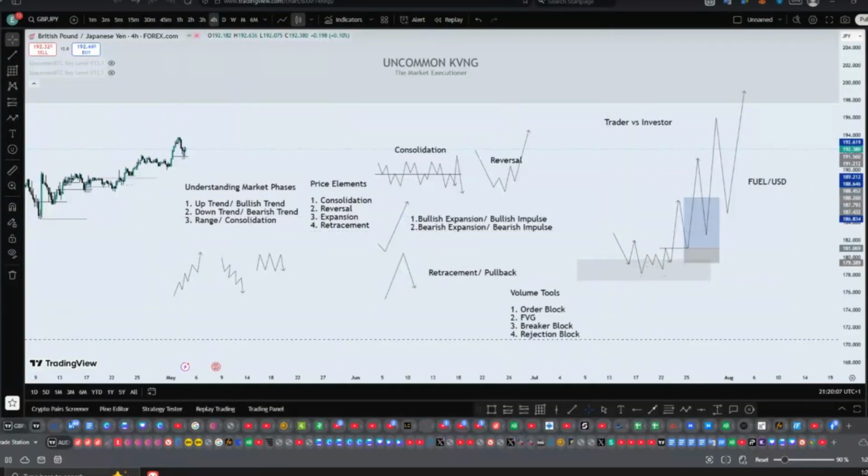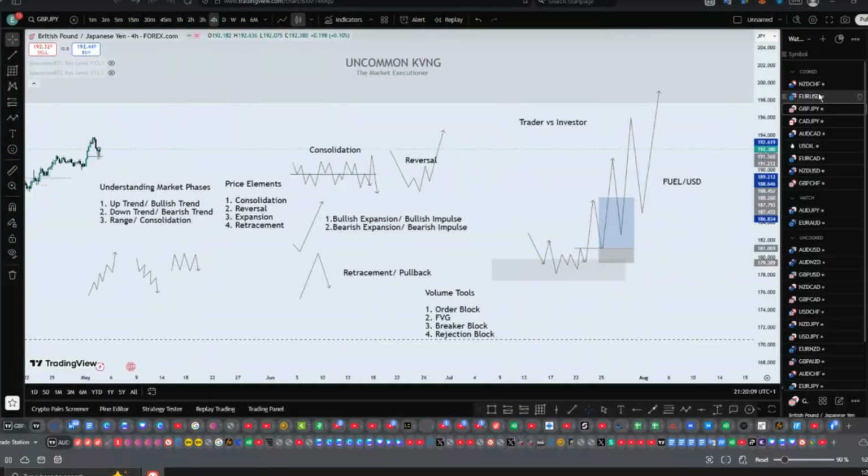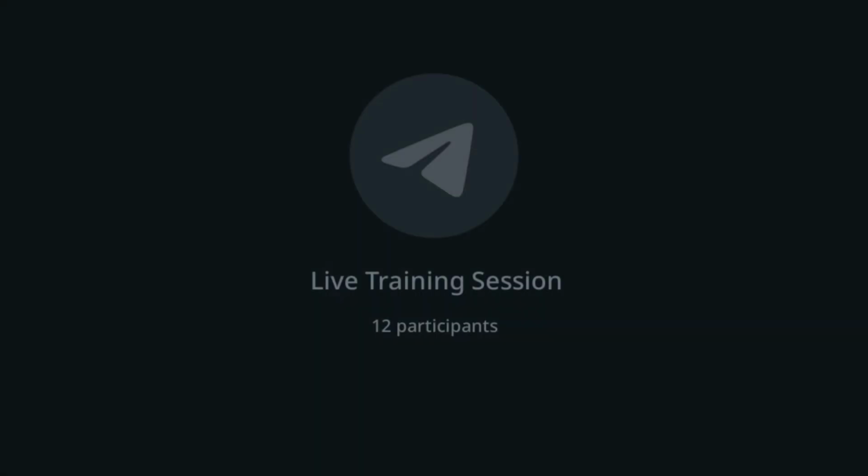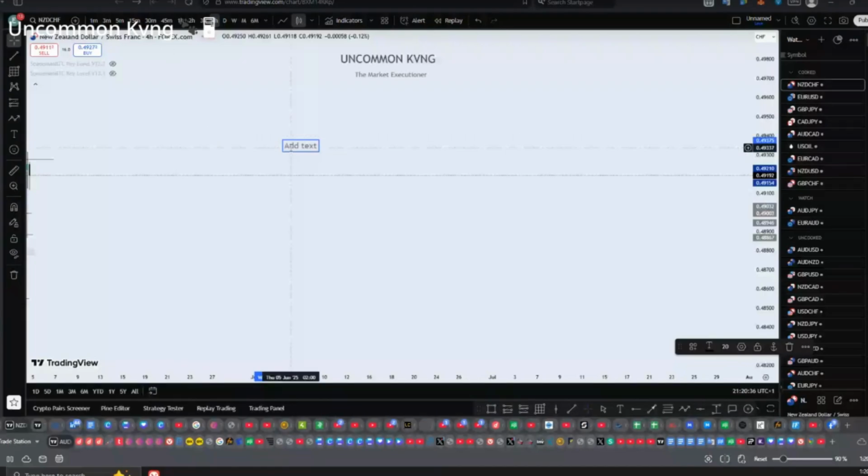Yeah, so today's topic we're going to be looking at understanding the core logic of the market. All right, so that's what we're going to be looking at.